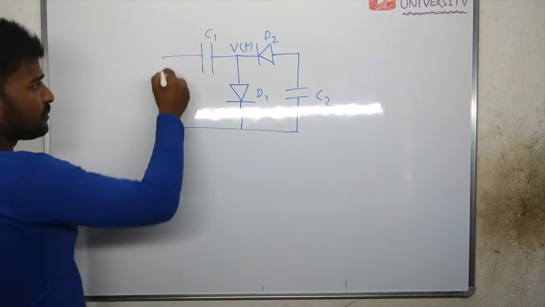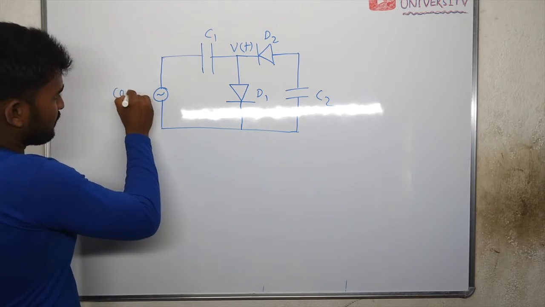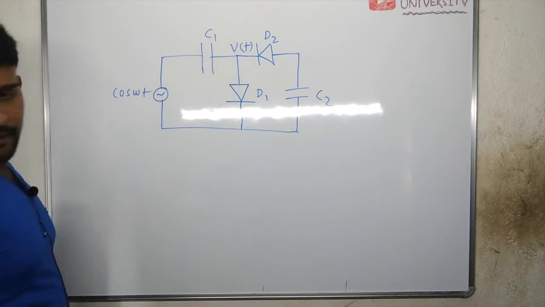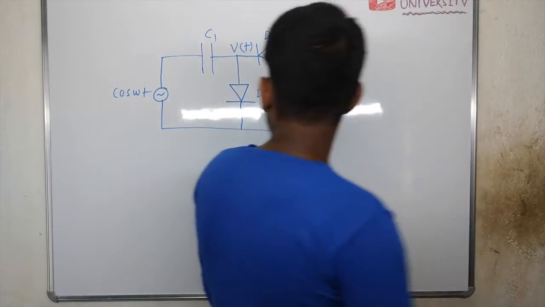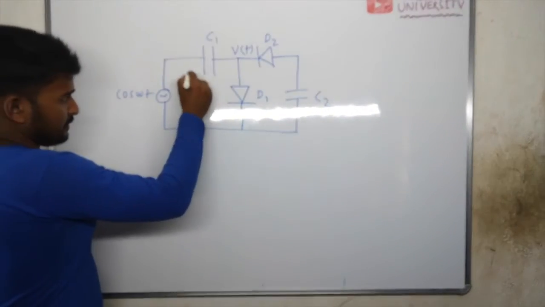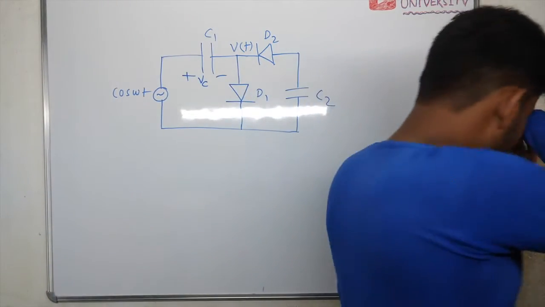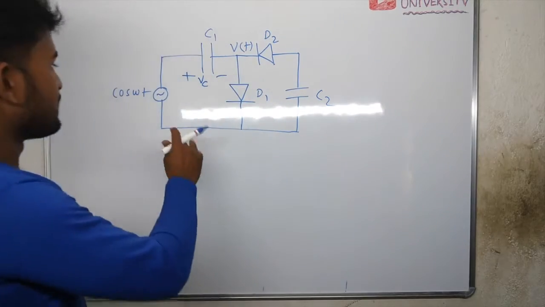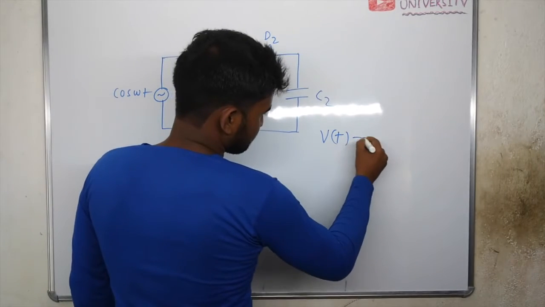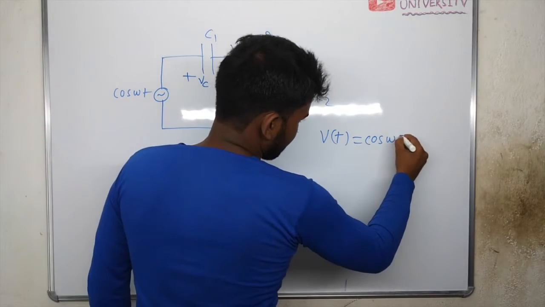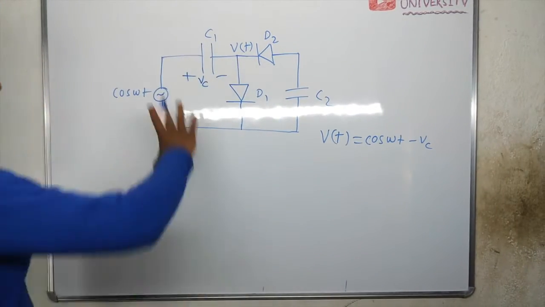Okay, and the input signal is cos omega t, and it is asked to find what is V of t. This is your VC, voltage across capacitor is VC. So you can write V of t equal to this input voltage minus VC. So V of t equals cos omega t minus the voltage across the capacitor. This voltage is nothing but this voltage minus this voltage.